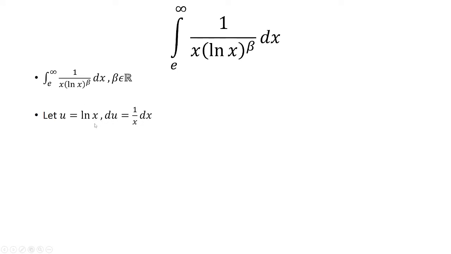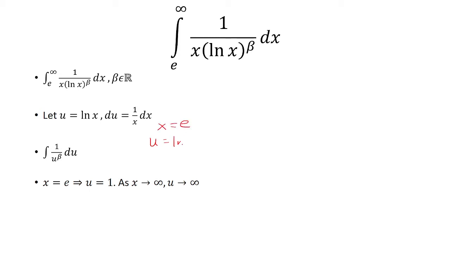We're going to let u equal natural log of x, so du will be 1 over x dx. So I can rewrite this integral now as the integral of 1 over u to the beta power du. And let's evaluate these limits. Now these limits were in terms of x, so let's plug in x equals e, so u will be ln of e. So when x is e, u is ln of e, which is just 1.